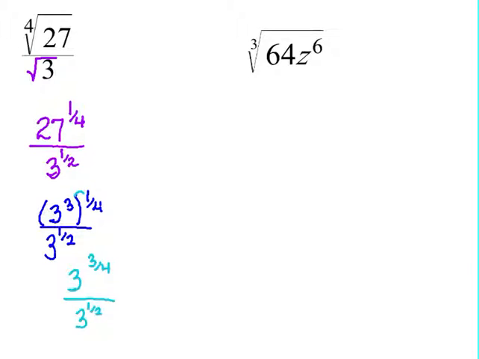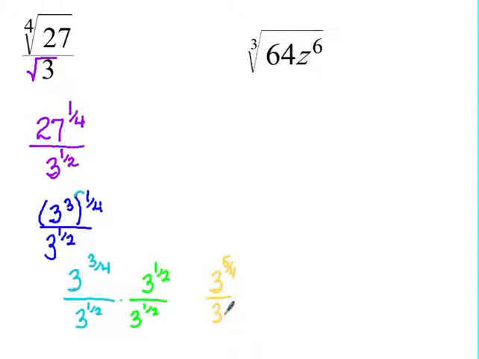So then now we need to simplify, because what can't we have in this problem? You can't have a square root in the denominator. So what am I going to multiply by? 3 to the 1/2. So on the top, I get 3 to what power? What's 3/4 plus 1/2? 5/4, right? On the bottom, what do you get?